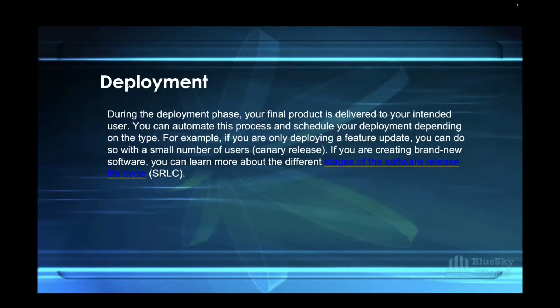For example, if you are deploying a feature update, you can do so with a small number of users, which is called canary release. And if you are creating a brand new software, you can learn more about the different stages of the software release life cycle, which is the SRLC. But in software development, deployment involves installing the software in a production environment, whereby it will be used by the end users.